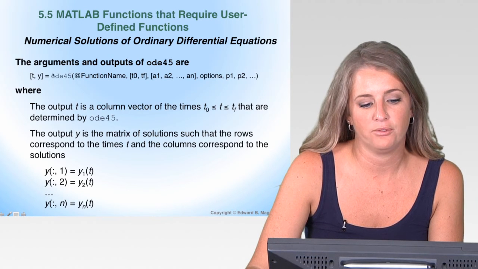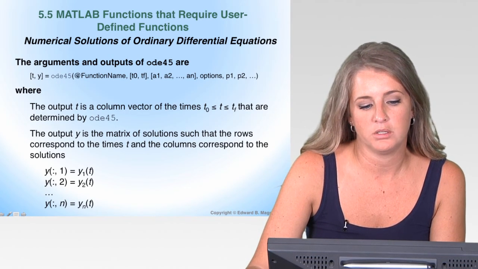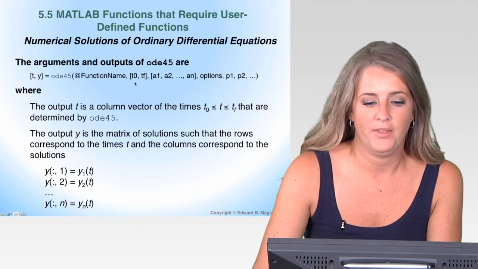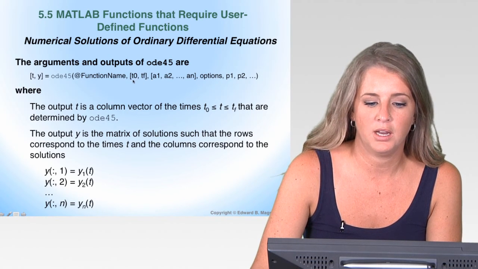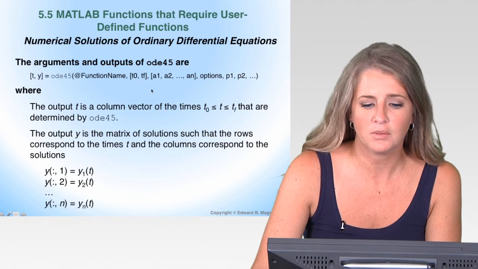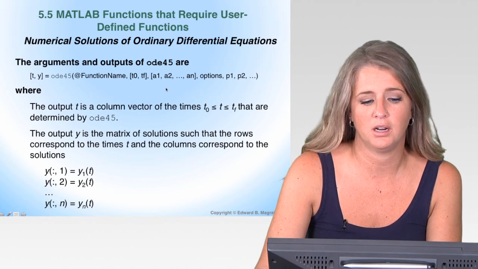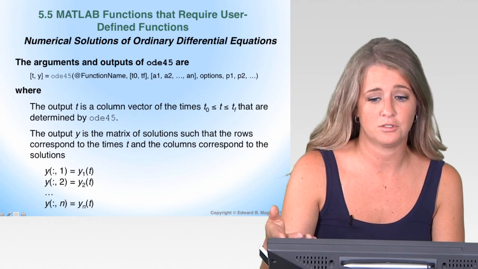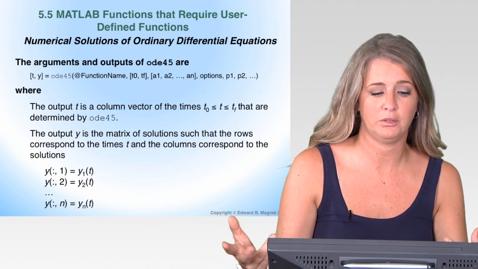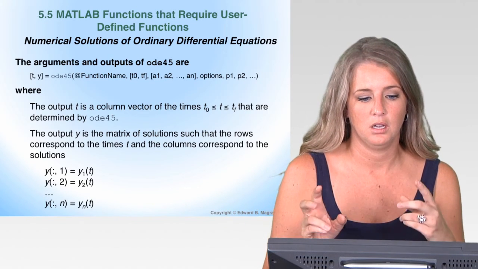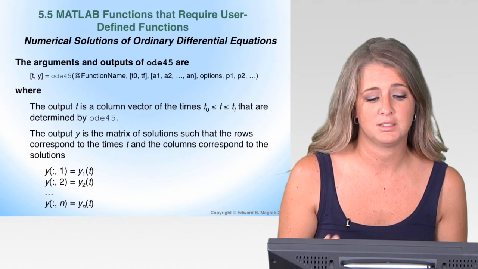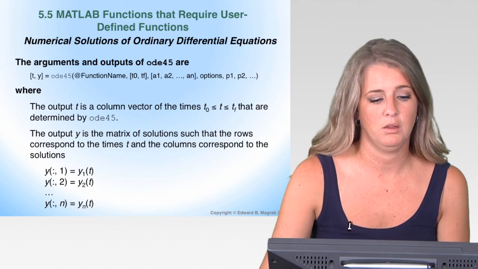Here's our ODE45 function, and then we're going to create a user-defined function. It's going to be at our function name, our function handle, and then this here is our initial time, our final time, and then we have some additional parameters here. I'm not going to go too much into detail with this because, again, it's a lot of just notation and people tend to get really confused. So just take a look, get an idea of the general format of the ODE45 function, how we might set that up, and then watch my video where I go over this.